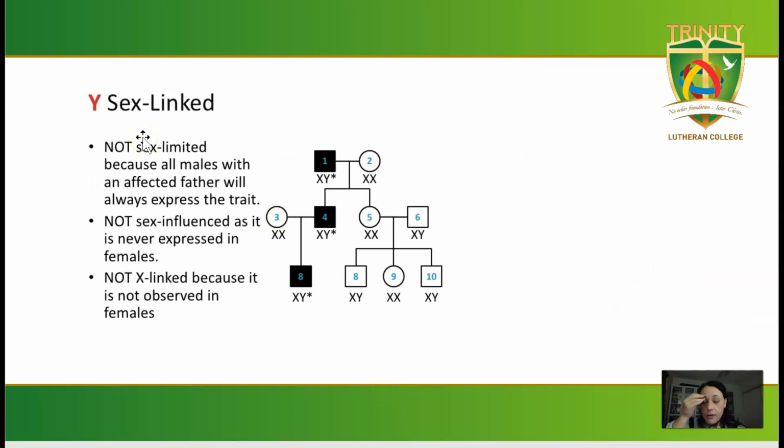Well, I'm going to start with Y-linked inheritance. Why am I starting with Y? Because it's the easiest, but it's also the rarest. You very, very rarely see this because the Y chromosome is tiny, really small. There just aren't that many genes on it. So the chances of you ever finding a sex-linked characteristic that is Y-based, almost not going to happen.